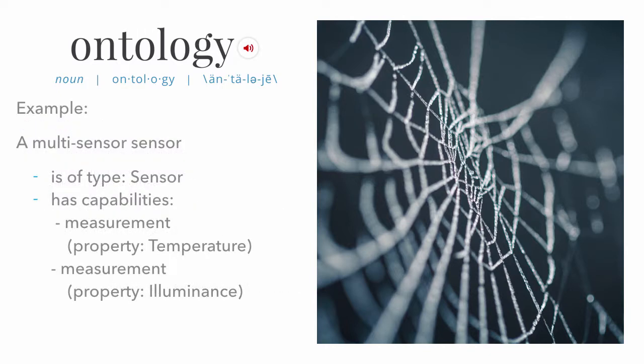So we were talking about the multi-sensor, and we could now simply describe this device as being of a certain type, a sensor, having 2 capabilities, which are both of the type measurement. And the first one measures a certain property, which is temperature. The second one, a property, which is illuminance. With that, we now really have a way to very flexibly describe everything that we come across.